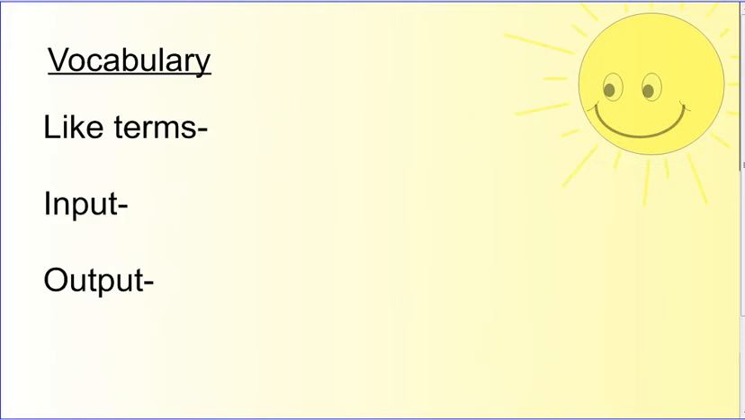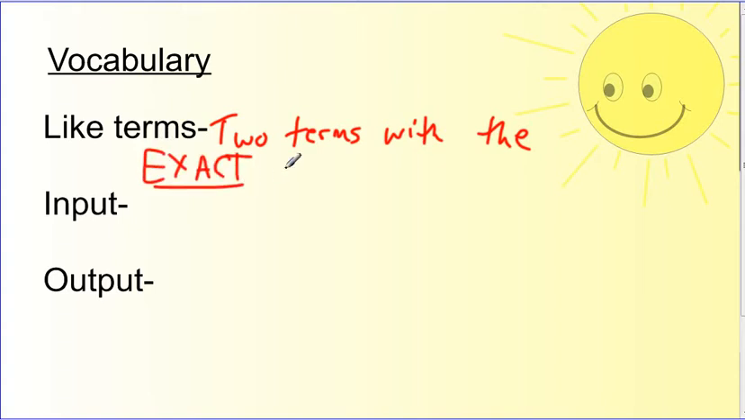Alright. Vocabulary. We've got 3 vocab words here. Not all of them are new. The first one is, today we're talking about like terms. Now, like terms are basically two terms with the exact same variables. And we'll see what that looks like here shortly.